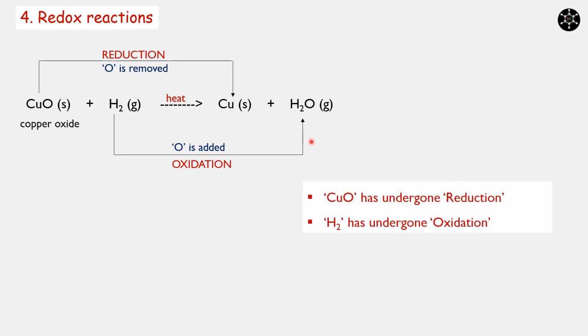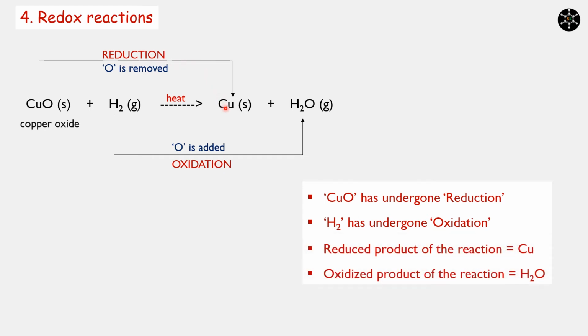In this reaction, copper oxide has undergone reduction and hydrogen has undergone oxidation. Since we have both oxidation and reduction in the same reaction, this is an example of a redox reaction. The reduced product of the reaction is copper and the oxidized product of the reaction is water.